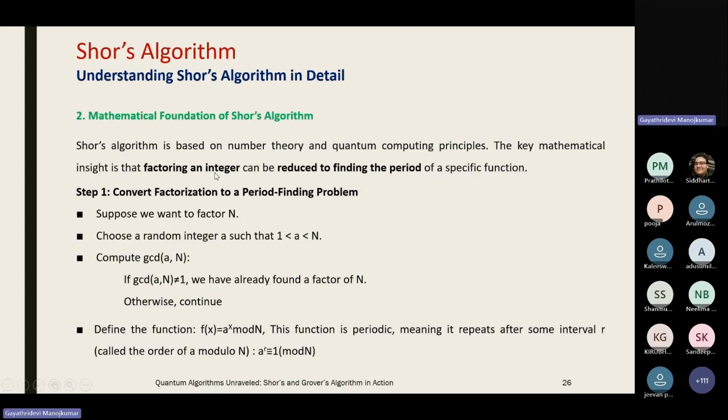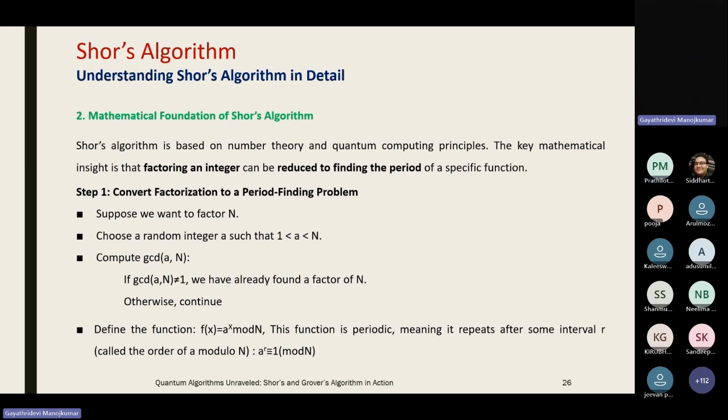As we saw some mathematical and quantum prerequisites, here I have given the step-by-step procedure by which we can achieve Shor's algorithm with the help of a mathematical foundation, where factoring an integer is reduced to finding the period. So first, we need to convert the factorization into a period finding problem. What is the first step?